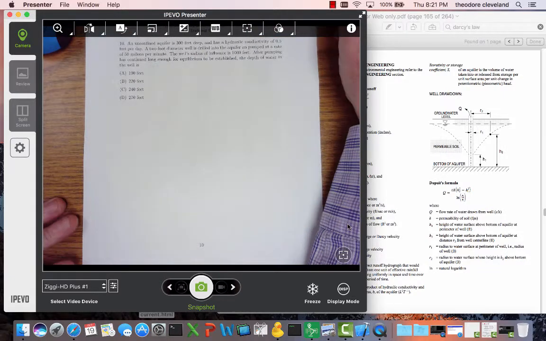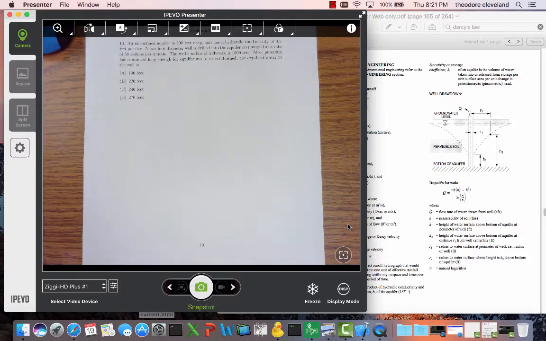This one's going to take a fair amount of real estate, that's why I made some room. Alright, an unconfined aquifer 300 feet deep has hydraulic conductivity of half a foot per day. A 2-foot diameter well is drilled into the aquifer and pumped at a rate of 50 gallons per minute. The radius of influence of the well is 1,000 feet. After pumping is continued for a long time for equilibrium to be established, what's the depth of water in the pumping well?